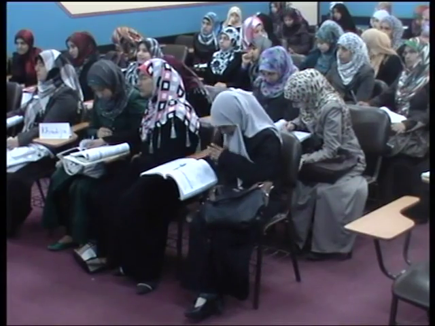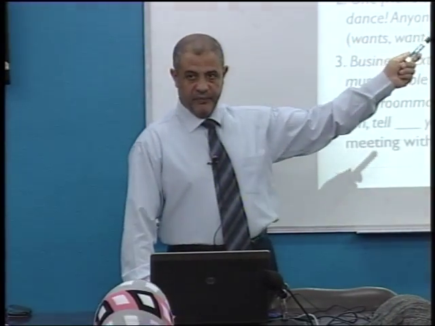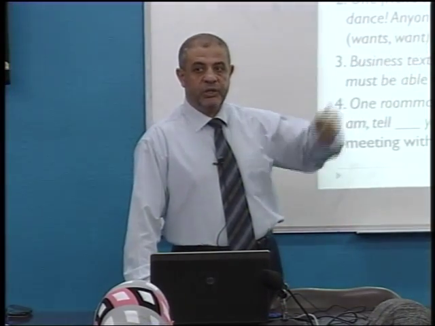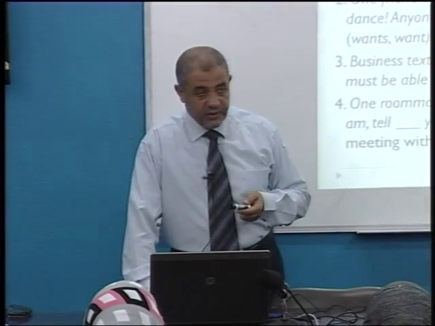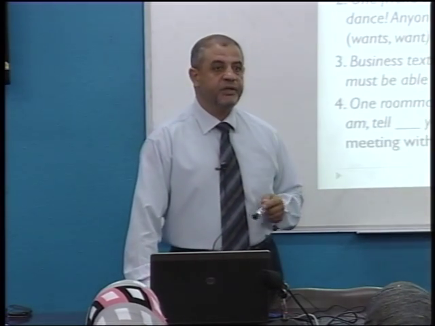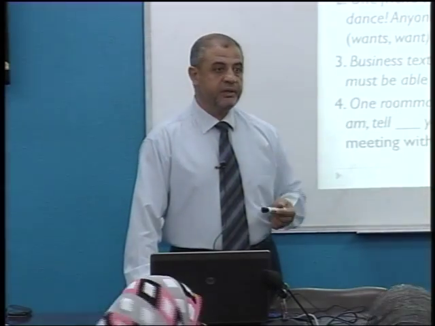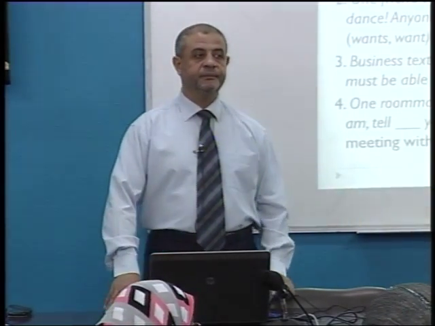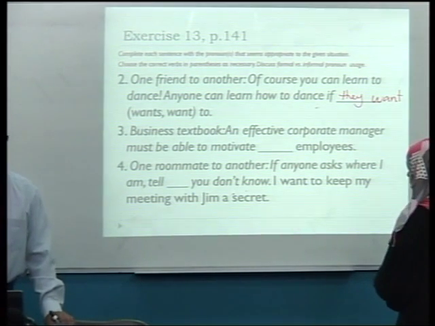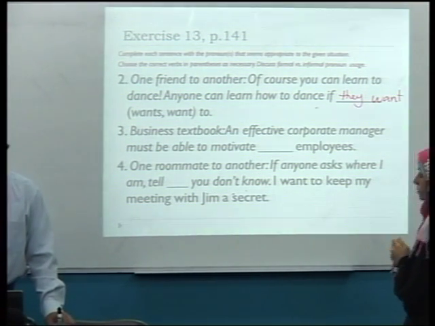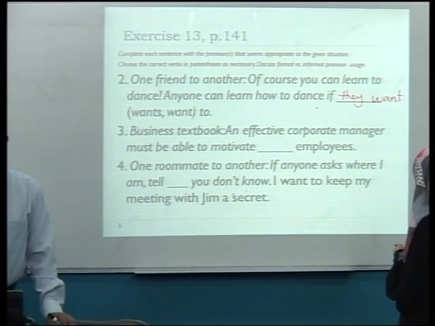Now, why did he introduce the exercise by this expression? One friend to another. The writer wants to tell you that this is an informal situation. Okay? Yeah, why did you say it? Come, we are waiting. Yeah. Business textbook and fictive corporate. Now, this business textbook. This is what? Formal, good. Yeah. Go on.